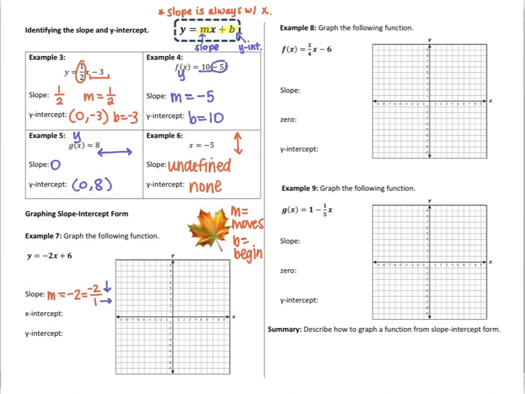Okay, it might be helpful for you to draw these arrows, especially as you're getting started. But remember, we're going to start with that y-intercept, and our y-intercept is 6 in this equation. So that's 6 on the y-axis.